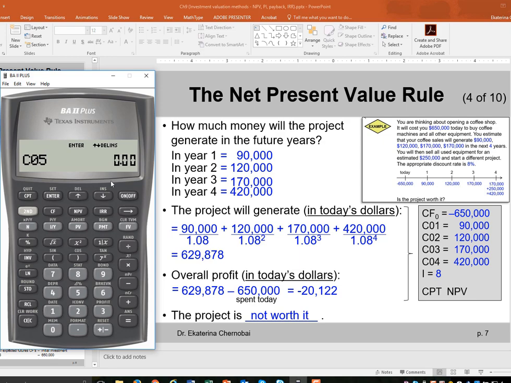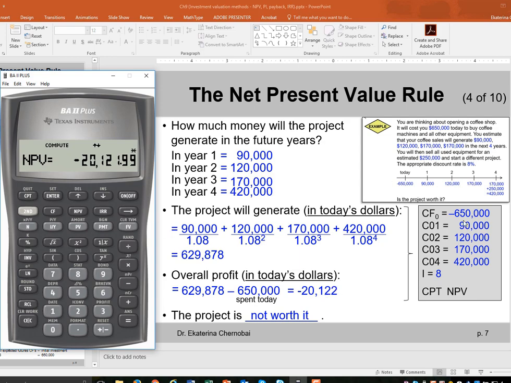Now I should tell the calculator that I want to find the net present value. So my goal is to get negative $20,122. And I'm gonna do it within the next few seconds. I press the NPV button. What's my I? I is the discount rate. It's given 8%. I press 8, enter, then down, and compute. This is my answer. Negative $20,121.99. So it's approximately negative $20,122, like I show on my slide.